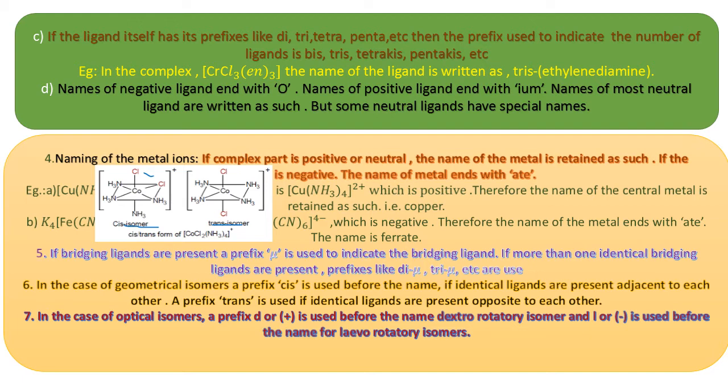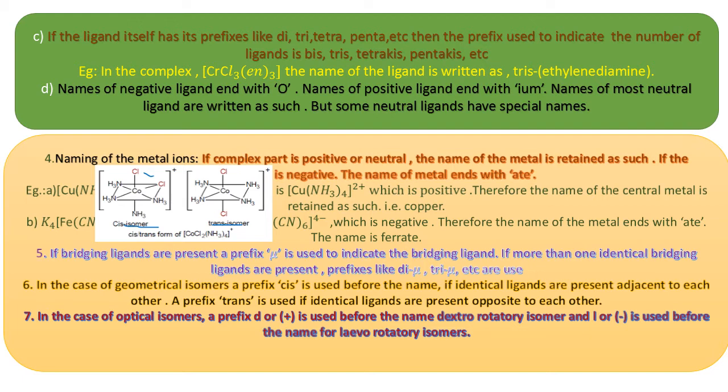So the prefix trans is used if identical ligands are present opposite to each other. Prefix cis is used when identical ligands are present adjacent to each other. The prefix trans is used if ligands are present opposite to each other.